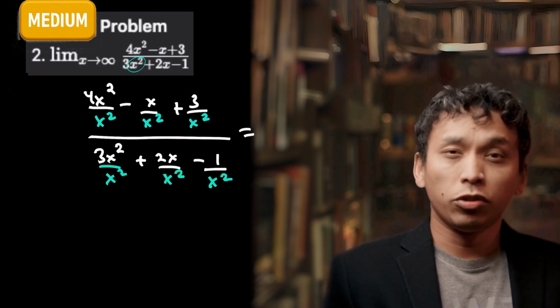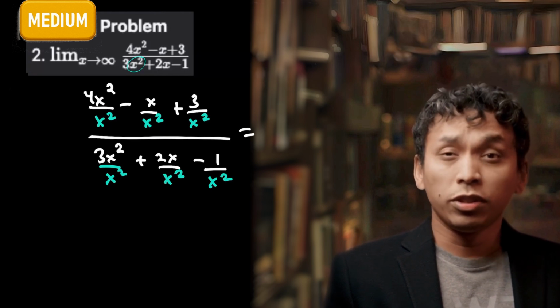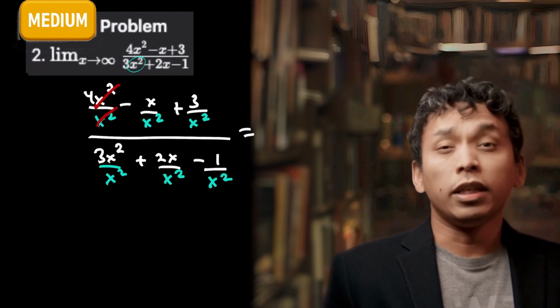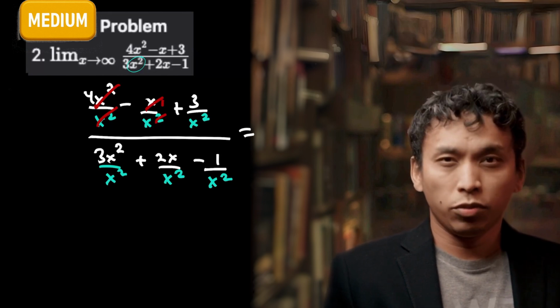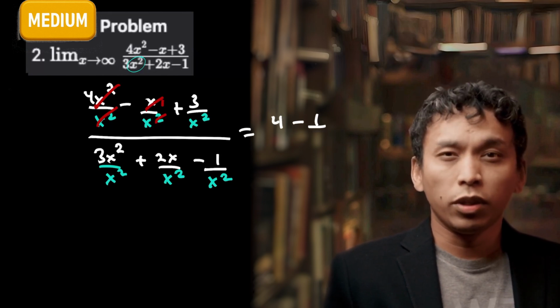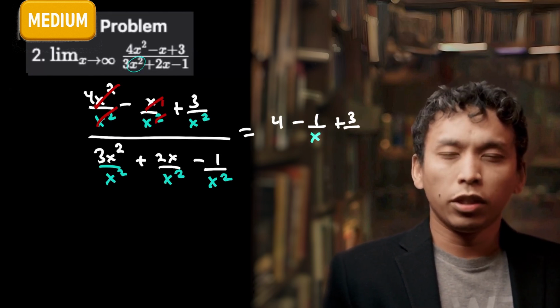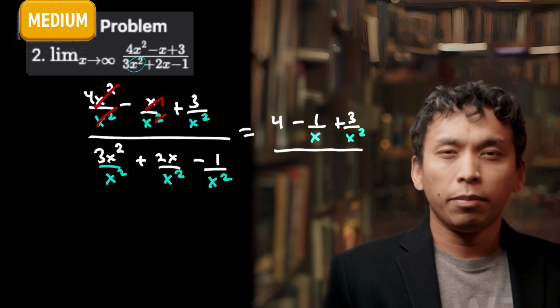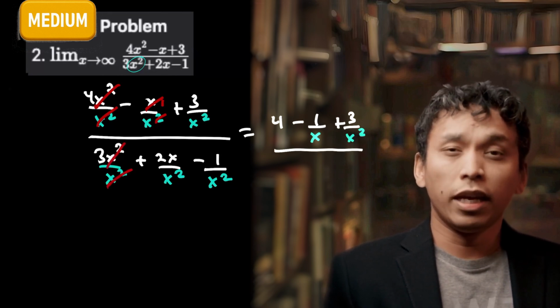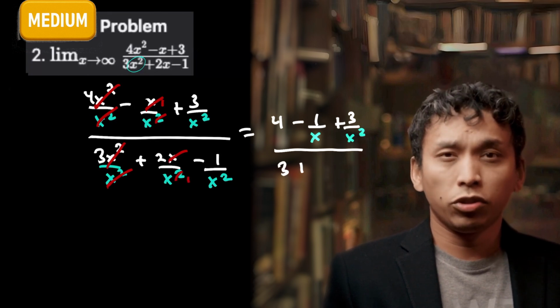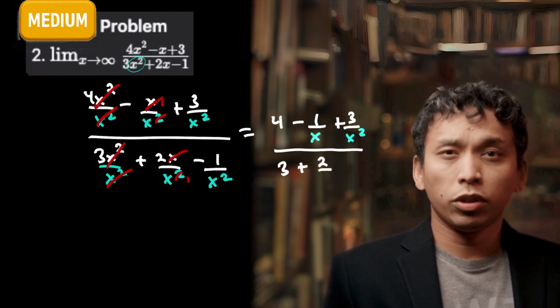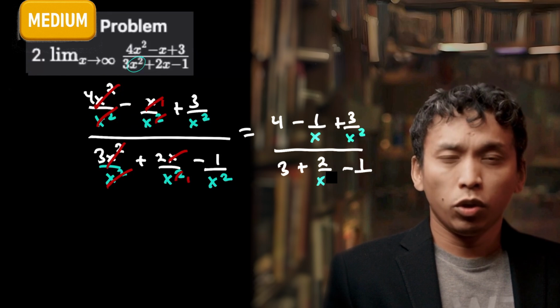Simplifying terms, you see x squared divided by x squared. The first term here is canceled out, just 4. The second term, x divided by x squared, cancels to 1 over x. So the top, we're just left with 4 minus 1 over x plus 3 over x squared. Simplifying the bottom, same thing here. You have x squared over x squared. The x squares cancel out, leaving you a 3. So the bottom is just 3 plus 2 over x minus 1 over x squared.